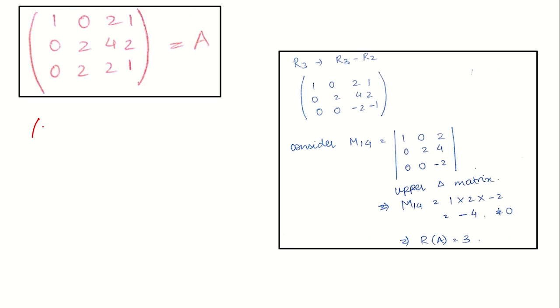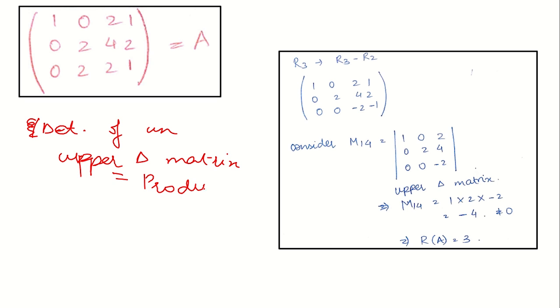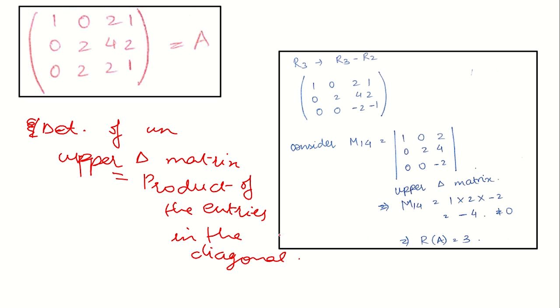that the determinant of an upper triangular matrix is equal to the product of the entries in the diagonal. Okay, and this is a very important conclusion, which is why once you reduce it to an upper triangular form, things in life become a lot easier. You don't really have to calculate the determinant, you just have to calculate one particular product.